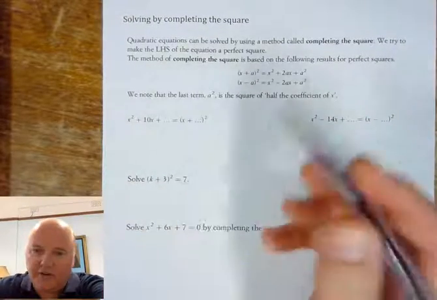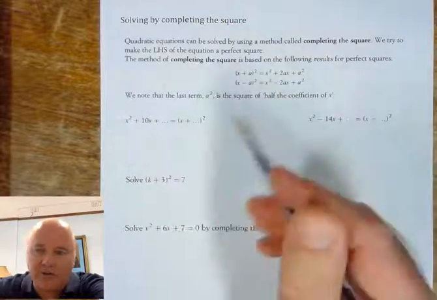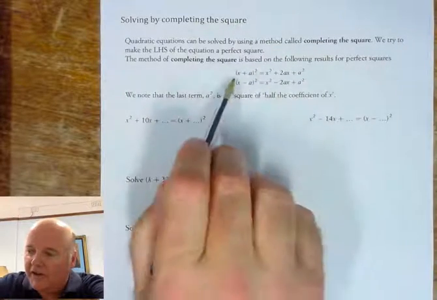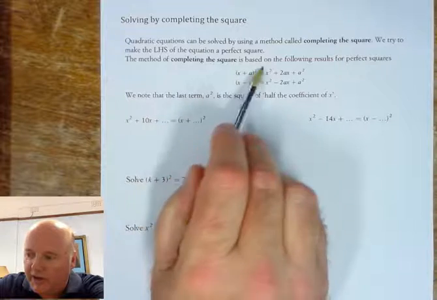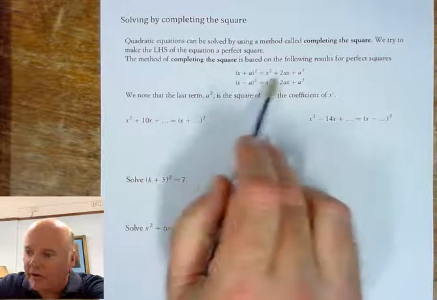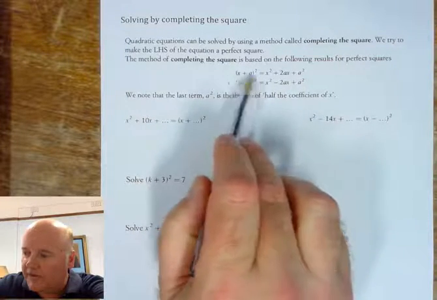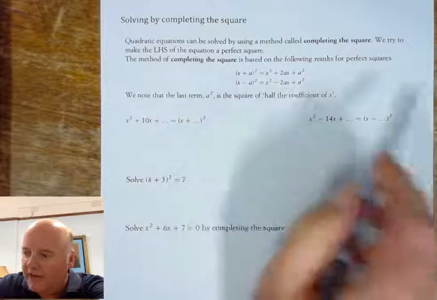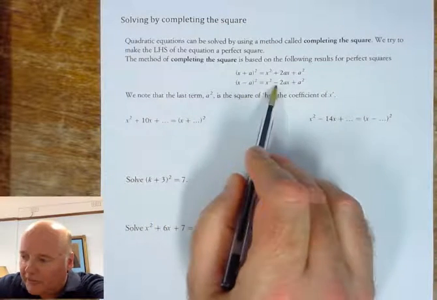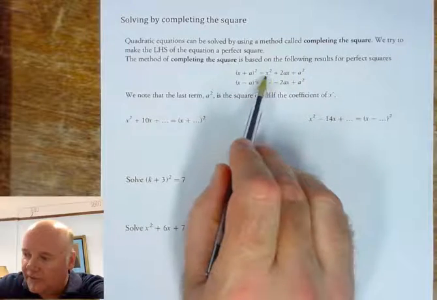So let's think about what the perfect square scenarios are when we expand. We know that if you have x plus a all squared, that's a perfect square. It always looks like this form. So x plus a all squared is x squared plus 2ax plus a squared. If it's a negative here, we just get a negative here. Now there is a relationship between this form and this form.